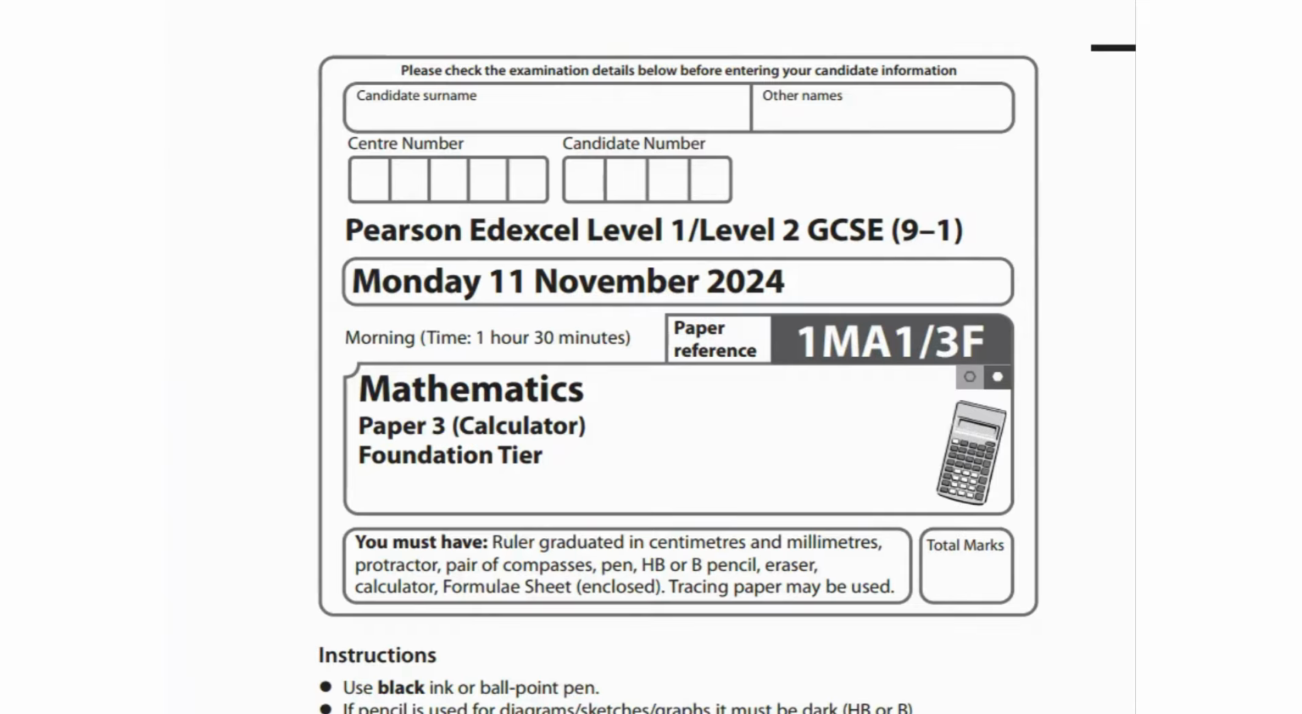So let's start with this one and see how difficult or easy paper 3 was compared to paper 1 and paper 2.